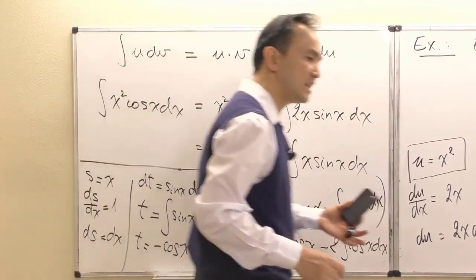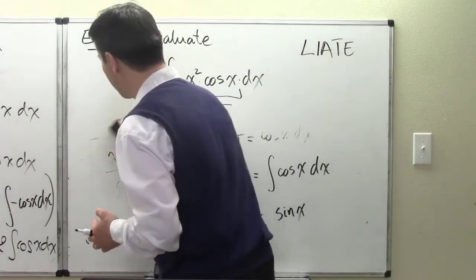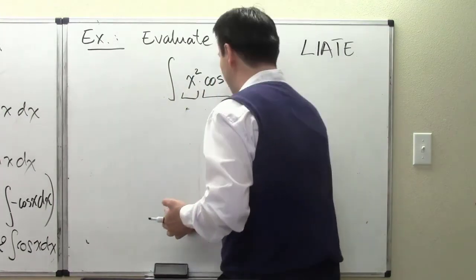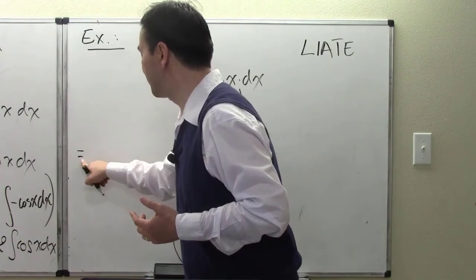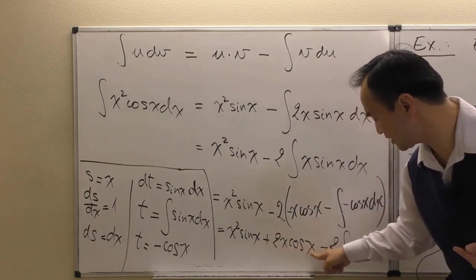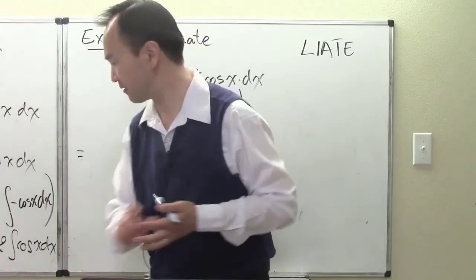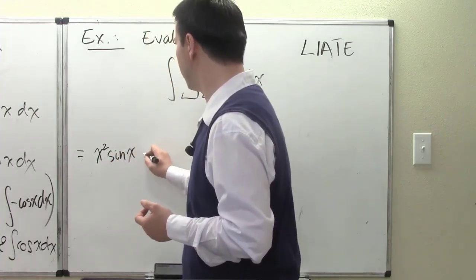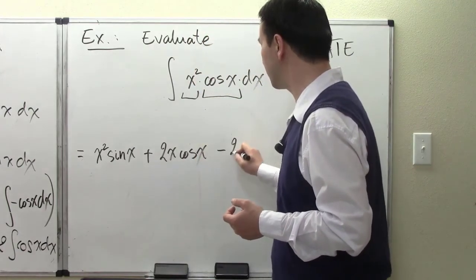And so now I need to get back to my other board to carry on with the steps here. So now all that work I've done previously, we can erase that. And so from the very last step, x squared sine of x plus 2x cosine of x minus 2 times that integral here. Now we can go ahead and rewrite the first 2 terms, x squared sine of x plus 2x cosine of x, and now minus 2 times the integral of cosine.